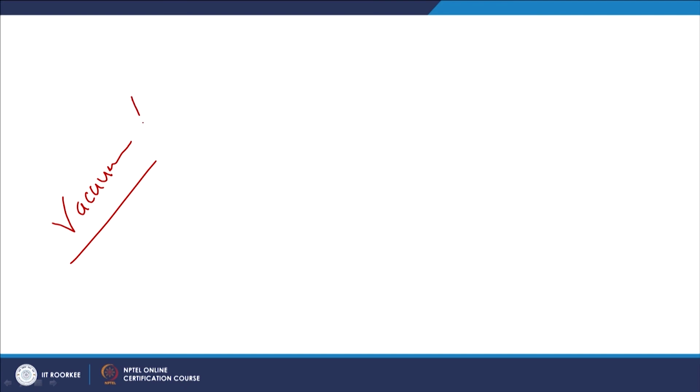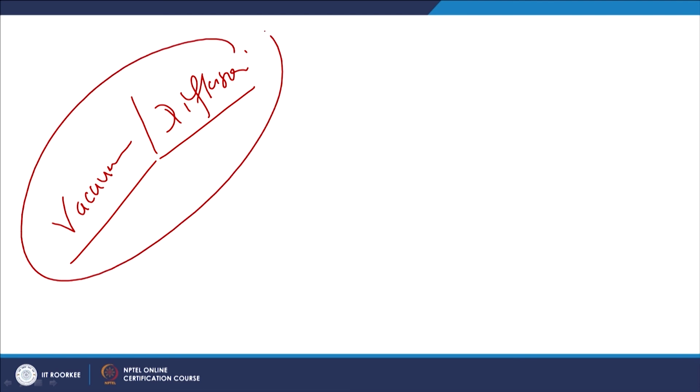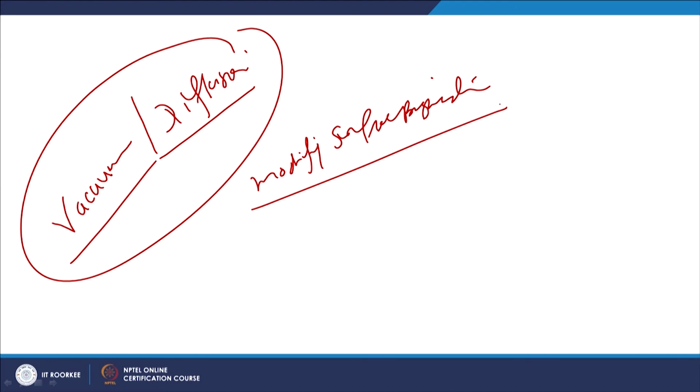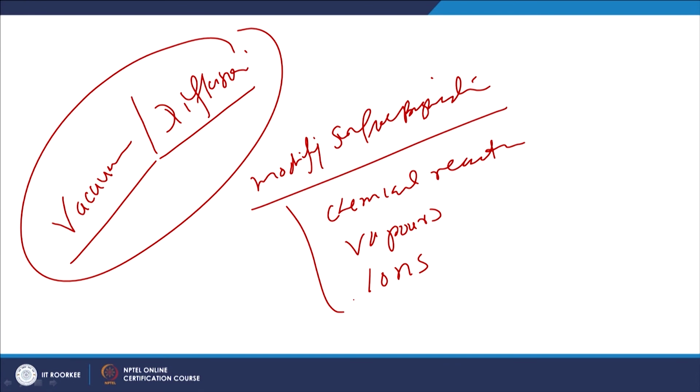Now we will be talking about another category of surface modification process by changing the chemical composition, which basically involves the use of vacuum. This also involves diffusion. So there are a few categories of processes where we need to use vacuum, and diffusion is used to modify surface properties, and for this purpose we may use chemical reactions, we may use vapors, or we may use ions. These are the three categories of processes which are used.